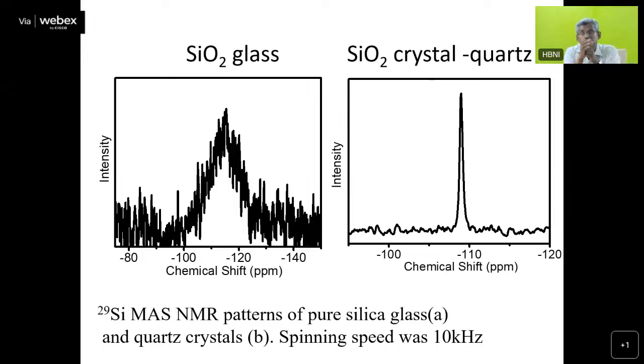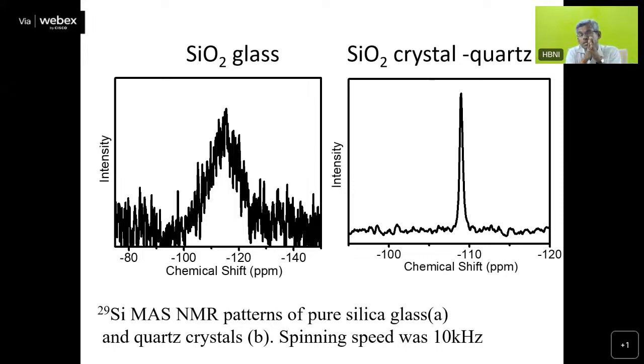Silicon has two stable isotopes. Of course, I think other isotopes are also there. One is 28, which is highly abundant, and 29, which is less abundant. And silicon is also a unique nucleus with a negative gyromagnetic ratio.